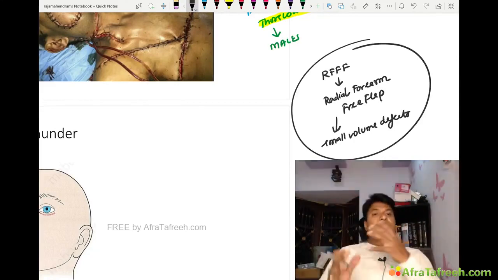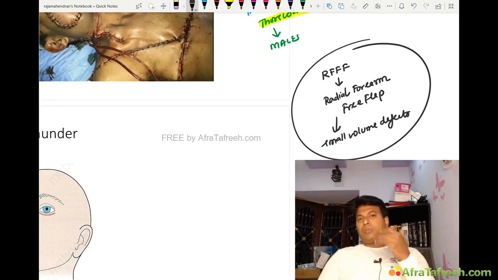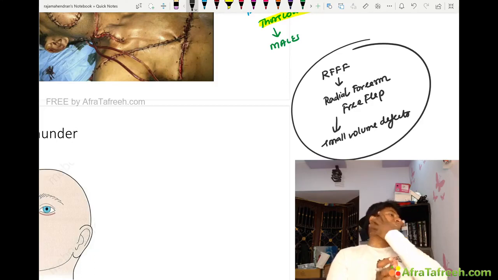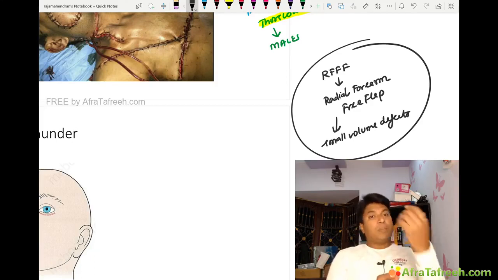For larger defects, we use the PMMC flap. There is no question as to which flap is commonly used. There is no such question for oral cancers. There will be a question: what will you use when a radical neck node dissection is done? This area, how will you cover? It is by the PMMC flap or deltopectoral flap.